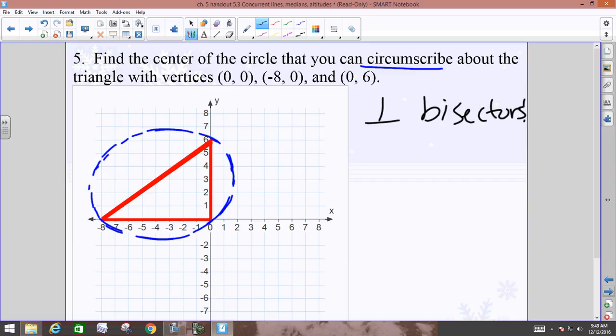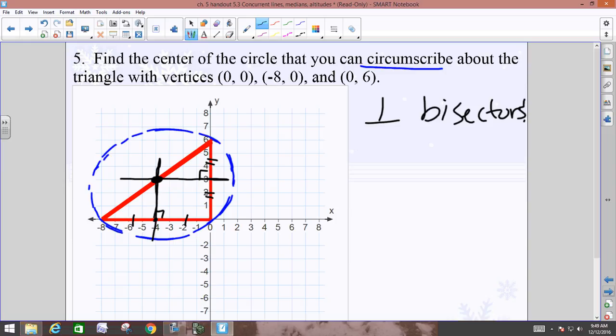So on the bottom, -8 to 0, if I want to cut that in half, where do I have to go through? -4, and since it's horizontal, the perpendicular line would be vertical to that. On the right side, it goes from 0 to 6, so if I want to bisect that, where do I pass through? 3, and perpendicular to a vertical line is horizontal. Where 2 of them intersect is where the third one will, so you don't have to find the third one. That point of intersection is the center of my circle.